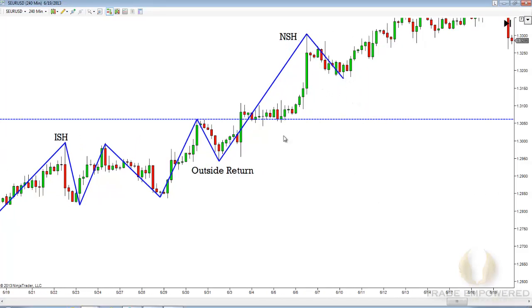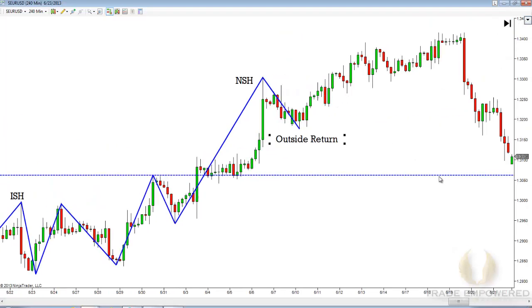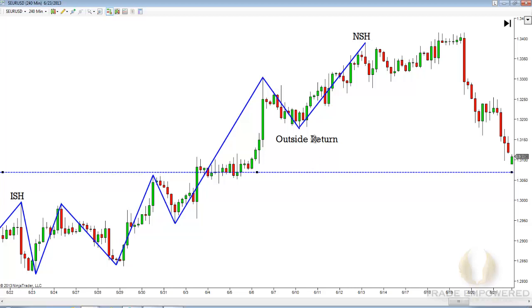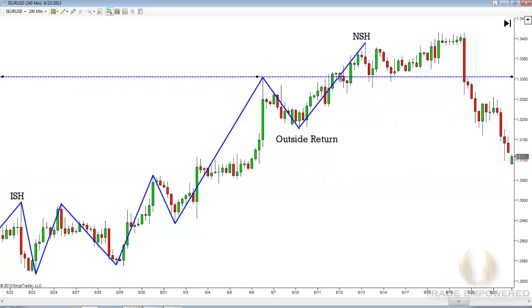We retrace down. What do we get? Outside return. New structure high. And you can see if I bring my line up, as soon as we get this higher high, higher close, which comes right here on this green candle, we know that we're in a bullish continuation pattern. Then again, outside return.